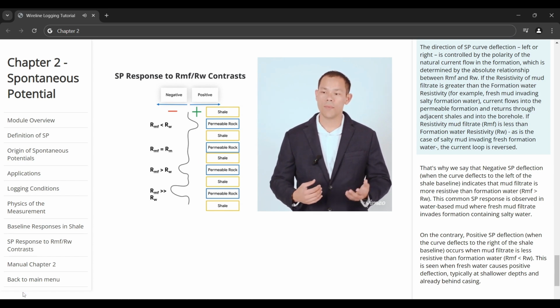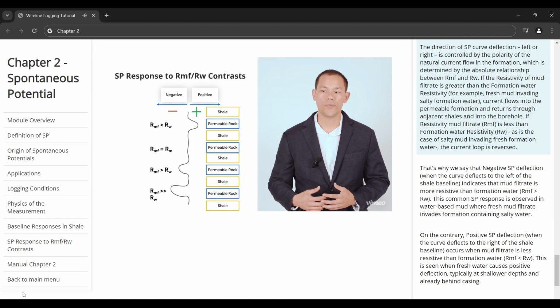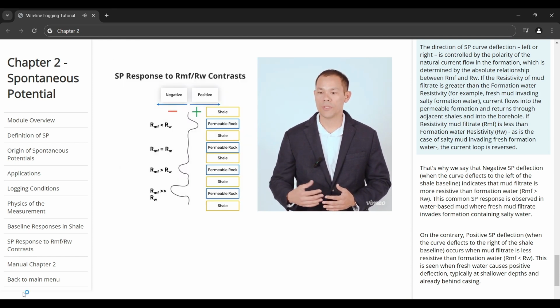If the resistivity of the mud filtrate is greater than the formation water resistivity, for example, fresh mud invading salty formation water, current flows into the permeable formation and returns through adjacent shales and back into the borehole. If the resistivity of mud filtrate is less than formation water resistivity, as is the case of salty mud invading fresh formation water, the current loop is reversed.